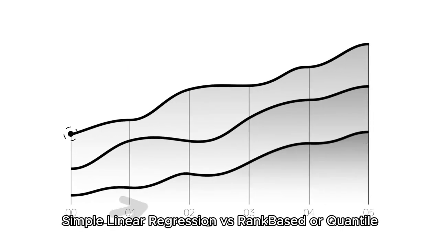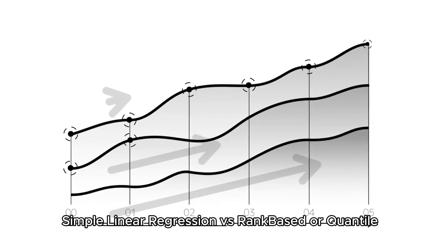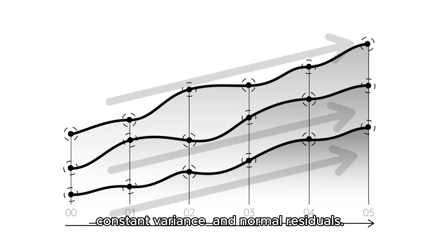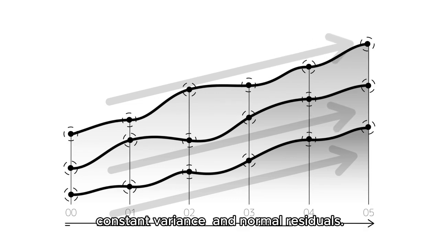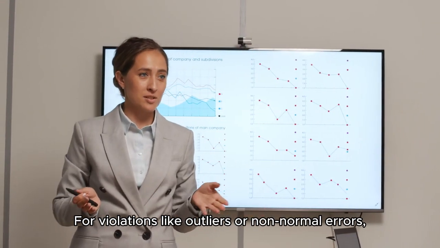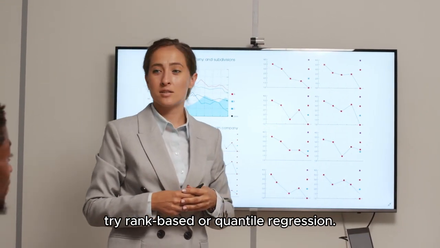3. Simple linear regression versus rank-based or quantile regression. Simple linear regression assumes linearity, constant variance, and normal residuals. For violations like outliers or non-normal errors, try rank-based or quantile regression.